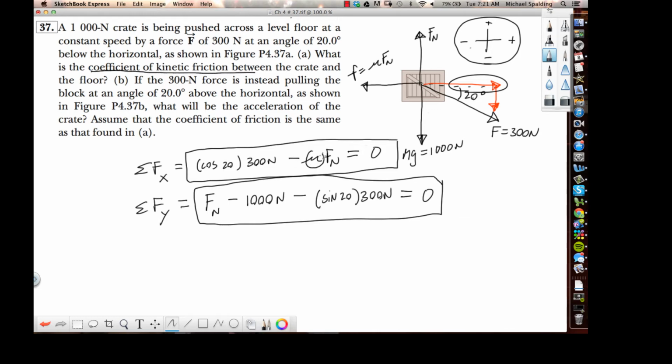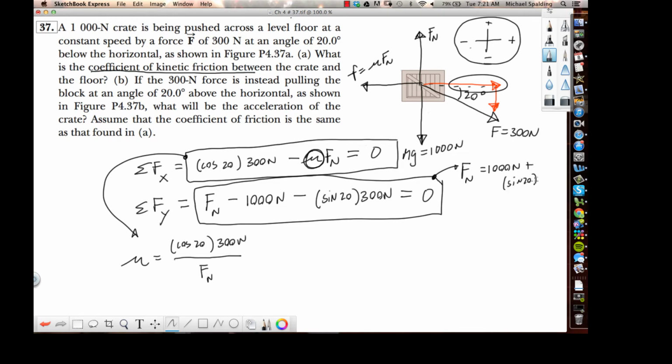So we're solving for this. We're solving for mu. So take the x equation. Mu equals cosine 20 times 300 newtons, divided by the normal force. Well, what's the normal force equal to? Let's figure out the normal force. The normal force is going to be equal to 1,000 newtons plus sine 20 times 300. So when you punch that in, the normal force comes out as 1,102.606. So you can solve for the normal force.